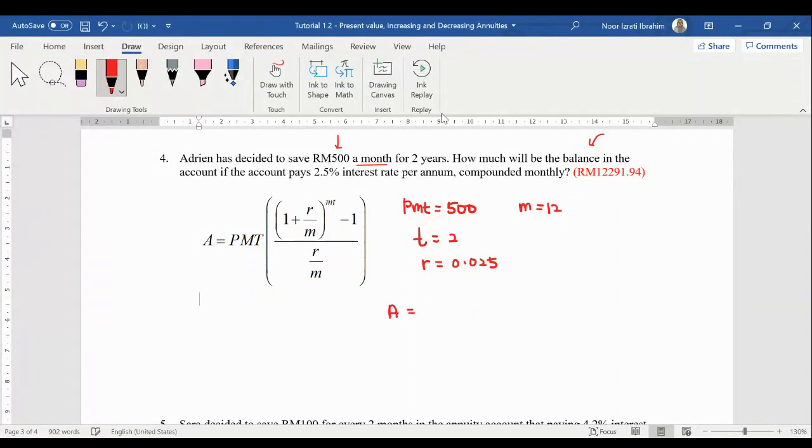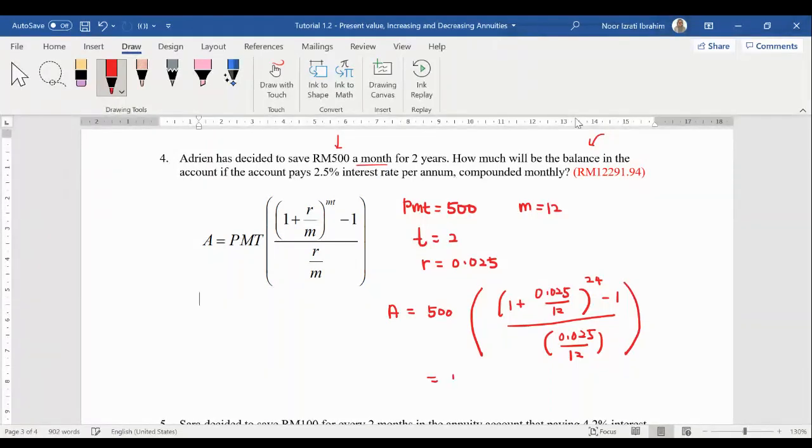So A equals 500 multiplied by (1 plus R over M, 0.025 over M) to the power of MT, 24, minus 1, divided by R over M, 0.025 over 12. Then that's how you get the answer, 12,291.94 cents.